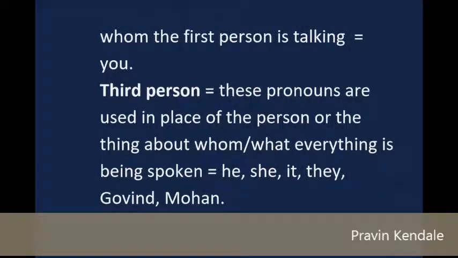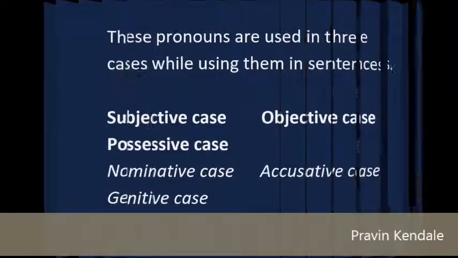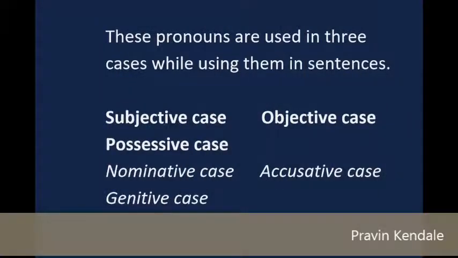Third person equals these pronouns are used in place of the person or the thing about whom or what everything is being spoken equals he, she, it, they, Govind, Mohan. These pronouns are used in 3 cases while using them in sentences. Subjective case, possessive case. Nominative case, accusative case, genitive case.